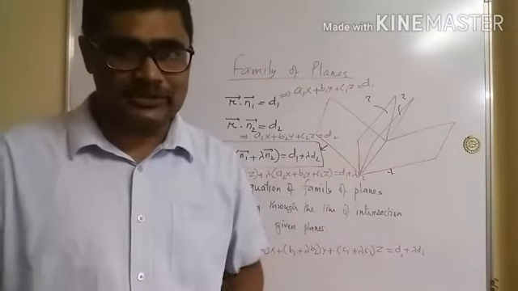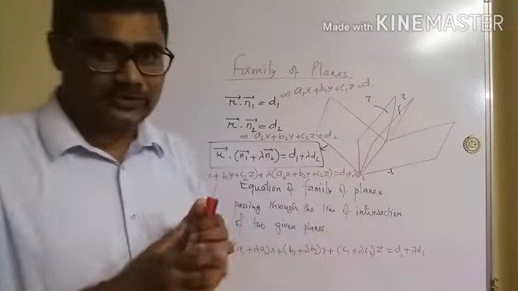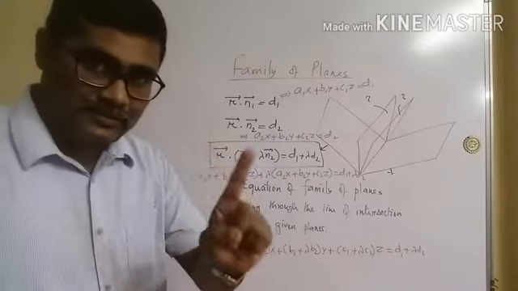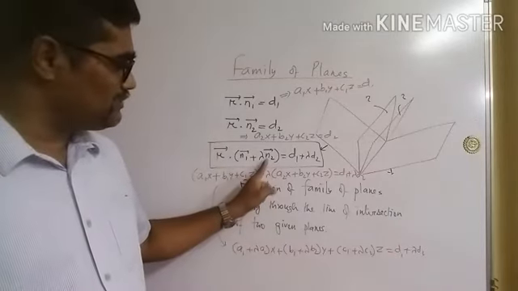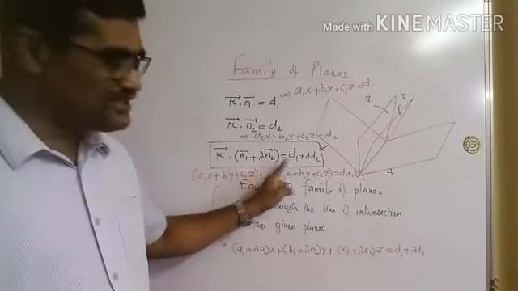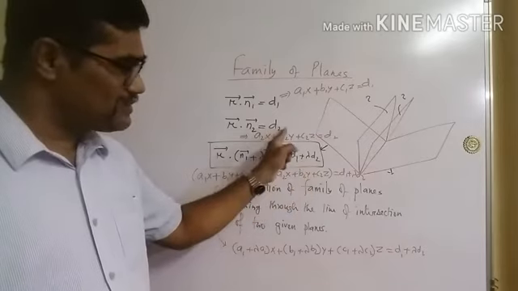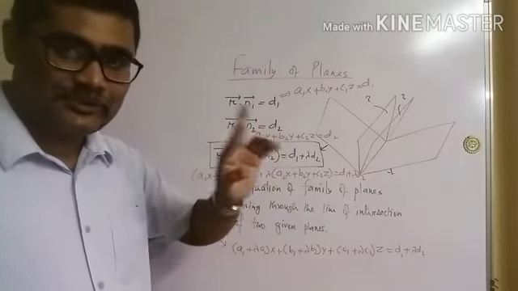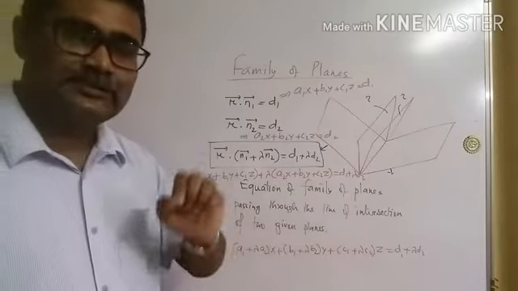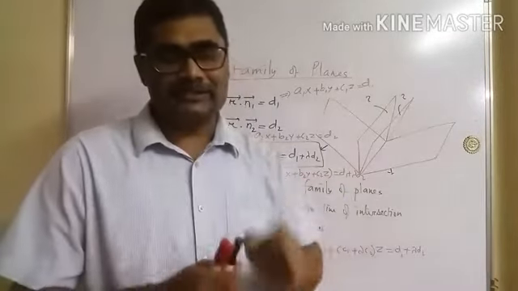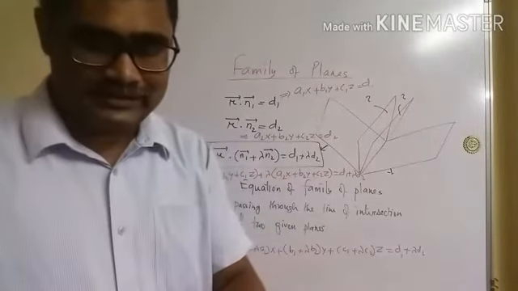So there is no question, you should not be in doubt, right? The only thing you have to remember is that if you multiply lambda to n2, then this lambda must be multiplied to the corresponding d2, right? You should not interchange there, otherwise it will be wrong. So this is the concept of family of planes.